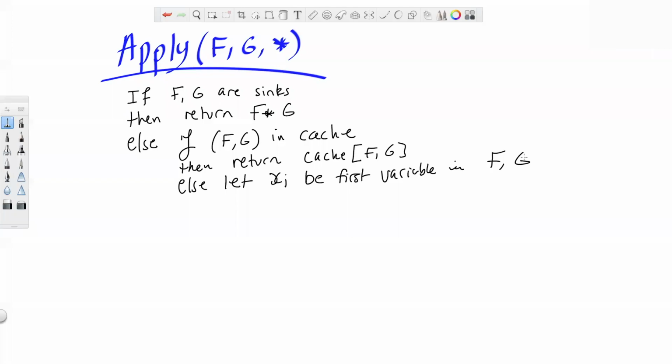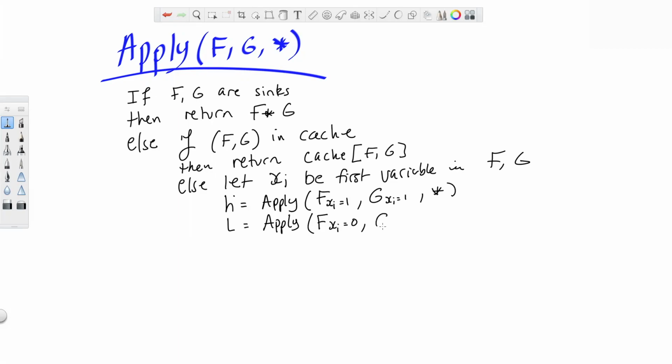And now here's the recursive calls. I'm going to call this H, then go ahead and do apply on F restricted on Xi equals 1 and G restricted on Xi equals 1, and I do this recursive call. And then I do the low, same story, except now I'm restricting on Xi equals 0, restricting F and G on Xi equals 0, and doing the recursive call. Okay, that's pretty simple so far.